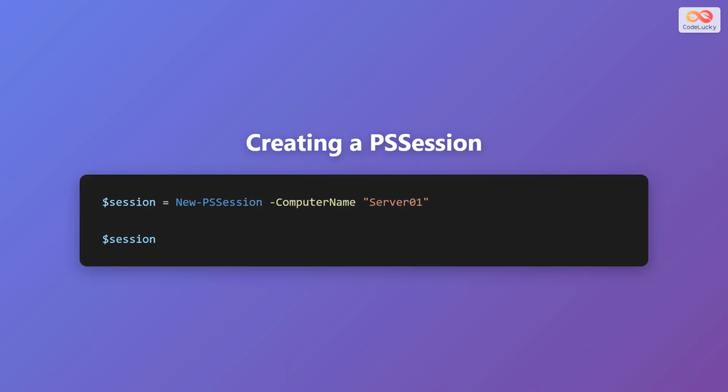To create a PSSession, use the New-PSSession cmdlet and store the result in a variable. Here we're creating a session to a computer named server01 and storing it in the $session variable. When you run $session, you can see the session details including the computer name and state.